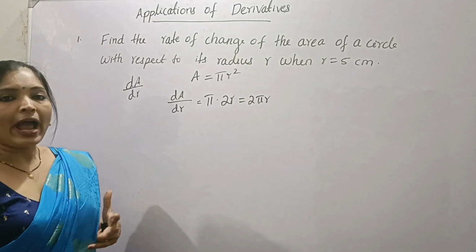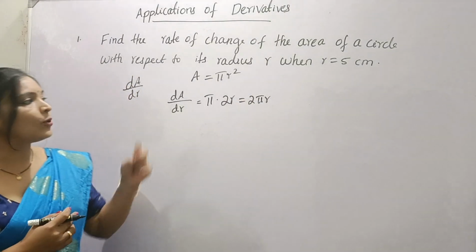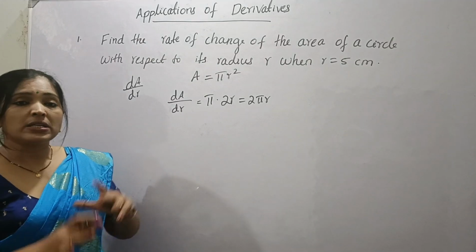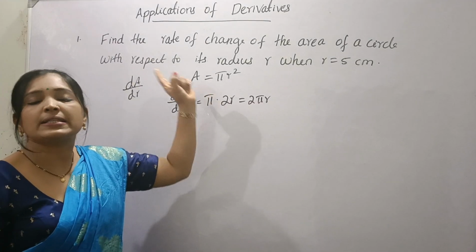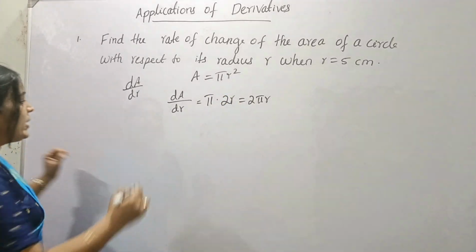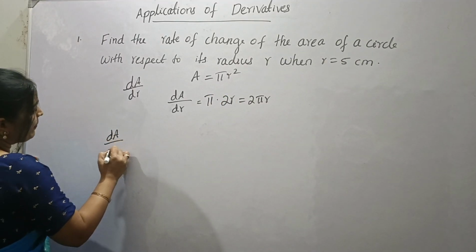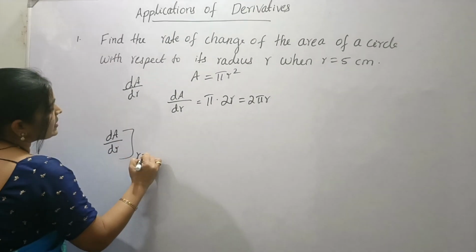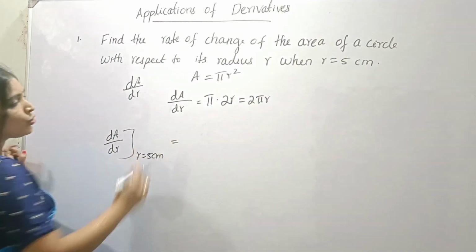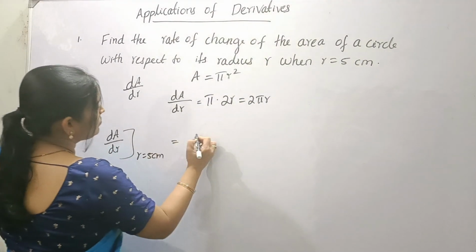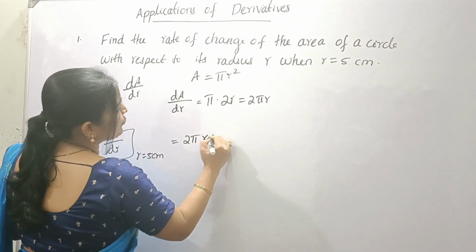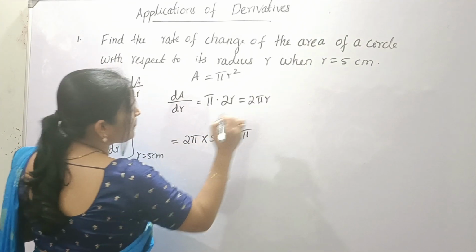Okay, so here we have dA by dr is equal to 2 pi r. We have to find, at a particular measurement of radius, what is the change in area. That is dA by dr when r is equal to 5 centimeter. How to find? Just substitute r is equal to 5 centimeter. So 2 pi into 5, that is 10 pi.